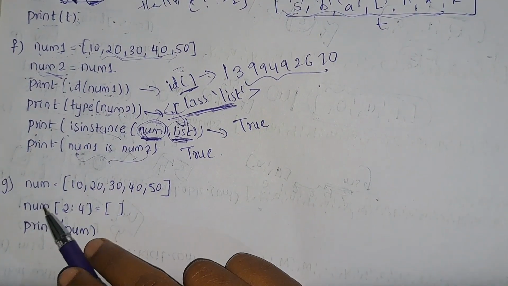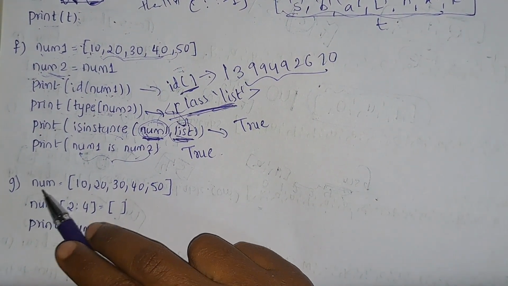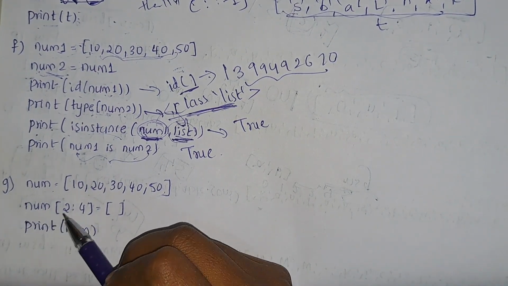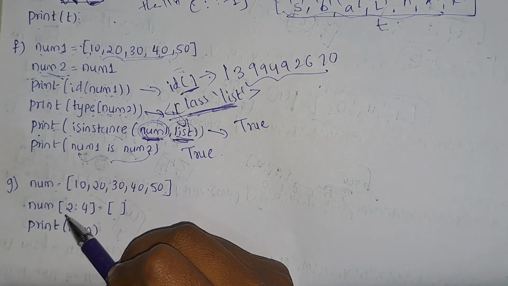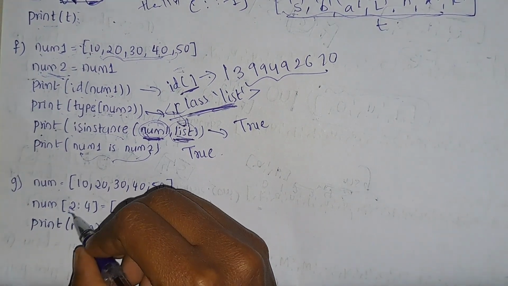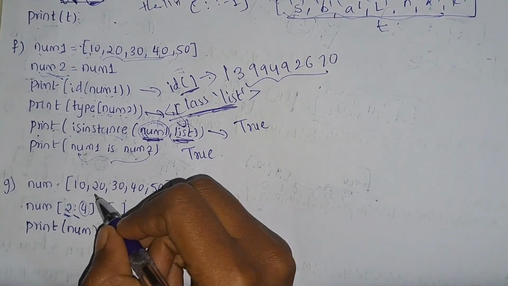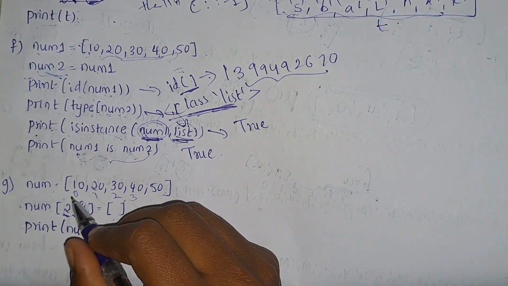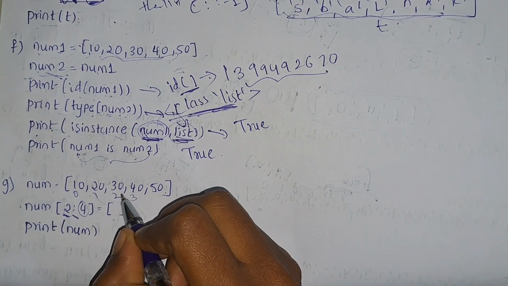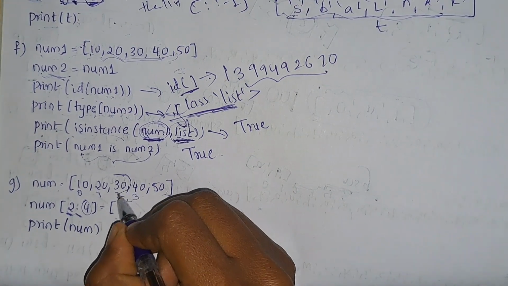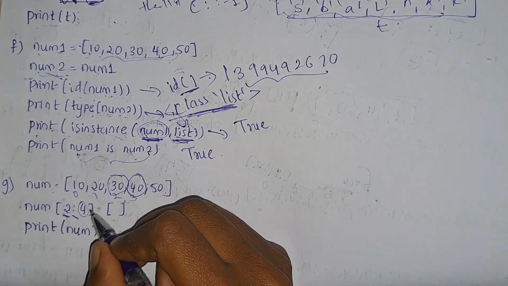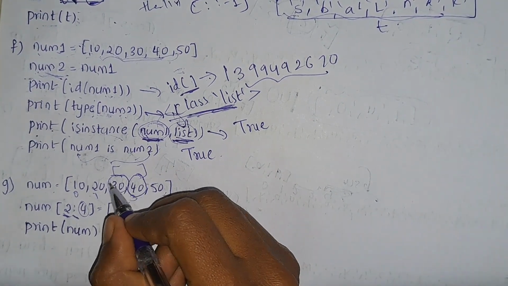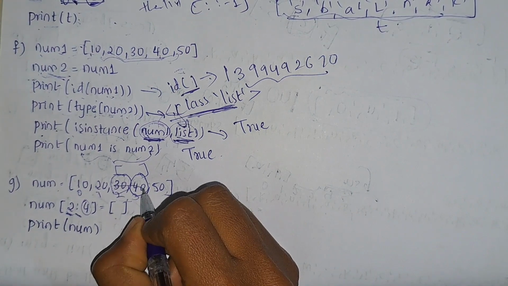And here for this, you are storing num as a list with these elements. Now we are taking num of this specified range, that is 2 to 4. That means 2 and 3, but 4 is exclusive. So here 0, 1, 2, 3 are the indexes of these items. So at locations 2 and 3, you are assigning an empty list. That means these are empty. You don't have any elements here.